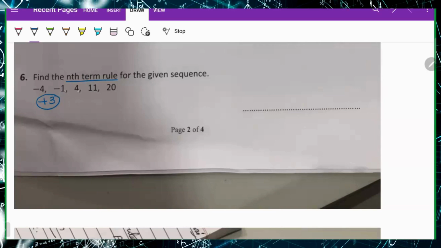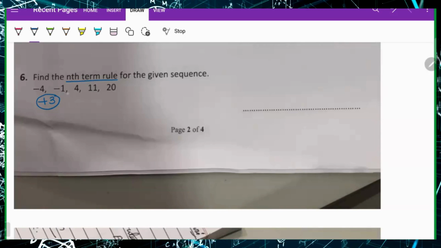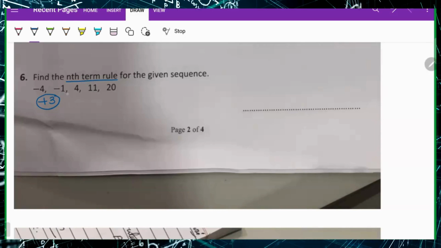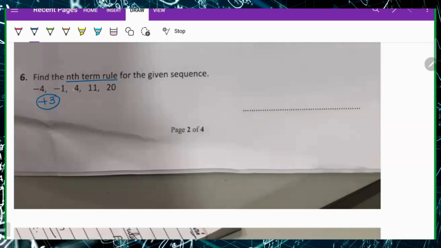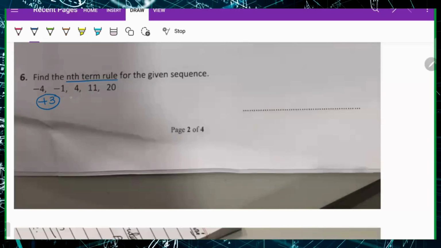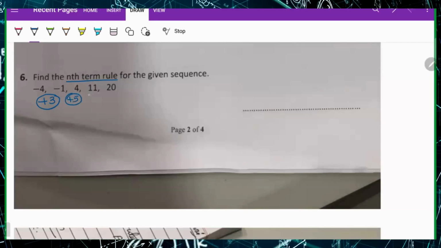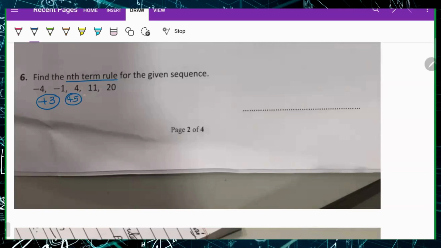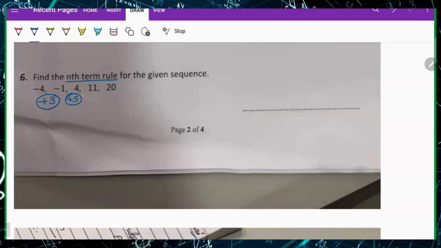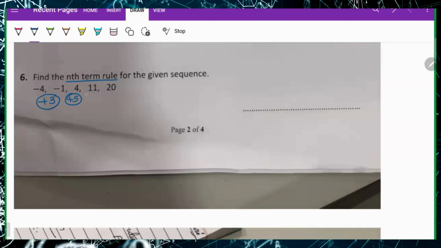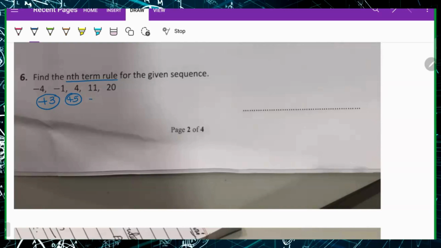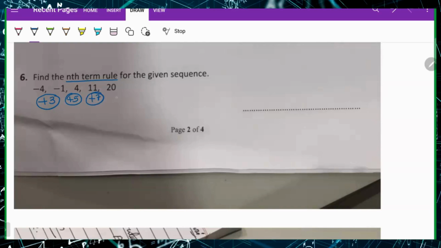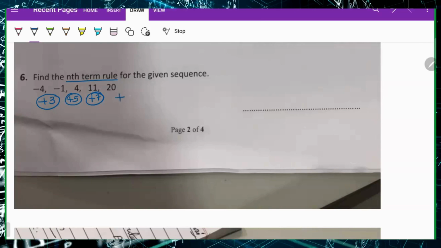From minus 1 to 4, you have 0, 1, from minus 1 to 0, right? So 0, 1, 2, 3, 4. It's going to be a positive 5. Then 4 to 11, you have 4, 5, 6, 7, 8, 9, 10, 11. That will be plus 7. And then you will have 11 to 20, that is plus 9.